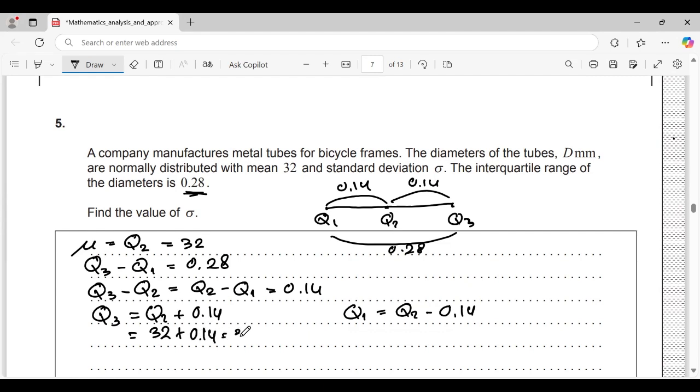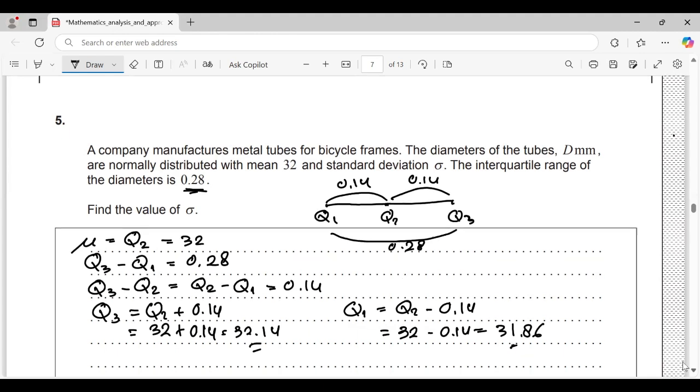Okay, so the second quartile is 32 plus 0.14, it is 32.14, while the first quartile is 32 minus 0.14, 31.86. Now, we're going to find the z-score.